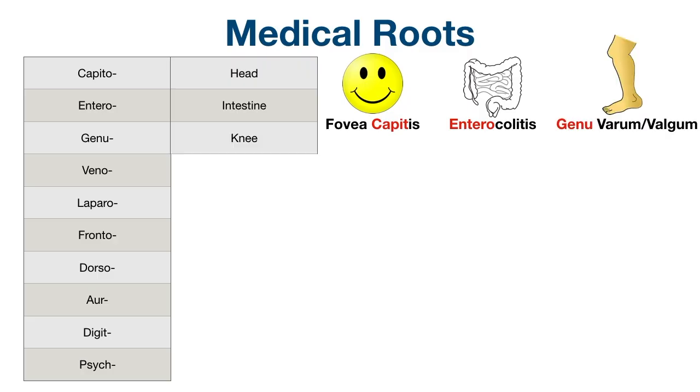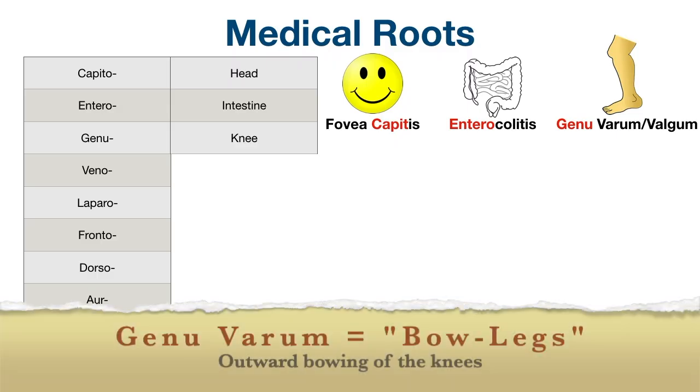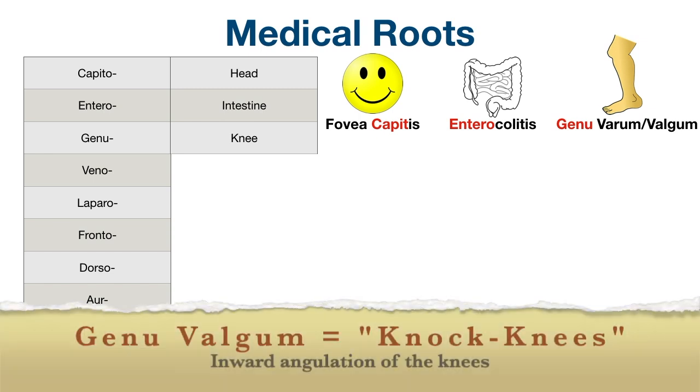The next root is genu, which refers to the knee or knee-like bend. Example medical terms are genu varum and genu valgum, which both refer to angular deformities of the knees. Genu varum is also called bow legs and refers to the outward bowing of the knees. Genu valgum is also called knock knees and refers to the inward angulation of the knees.